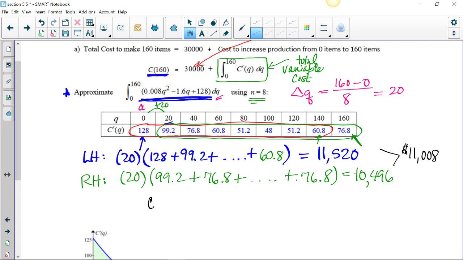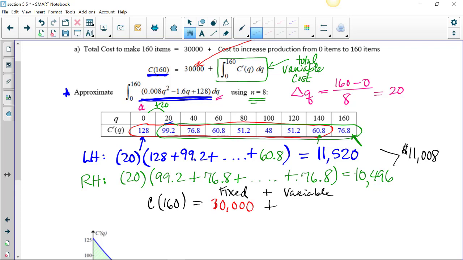Okay, so the idea here was to approximate the total cost to produce 160 items. So we're going to have to take our fixed costs, plus our variable cost, total variable cost. Let me write this down. So our fixed cost, we said, was, what was it, $30,000.